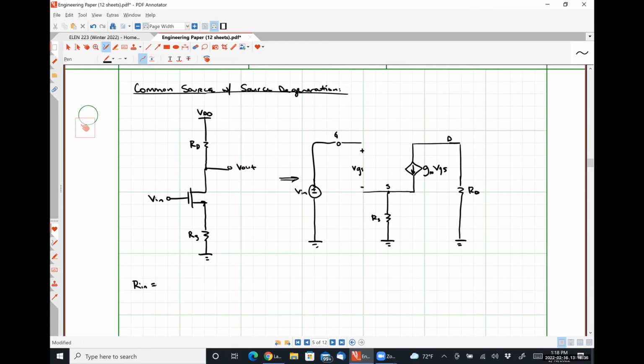Jace, what's our input resistance? 110. Nothing particularly difficult there. Okay. For our output resistance, now we're actually going to have to do a little bit more than just look at it to see what's going on, right?